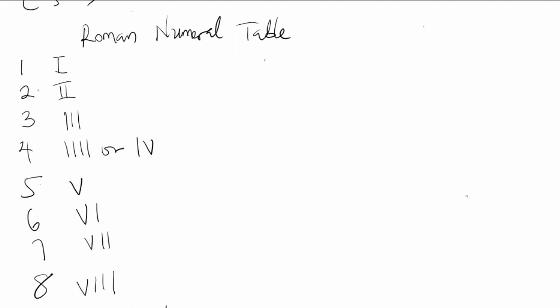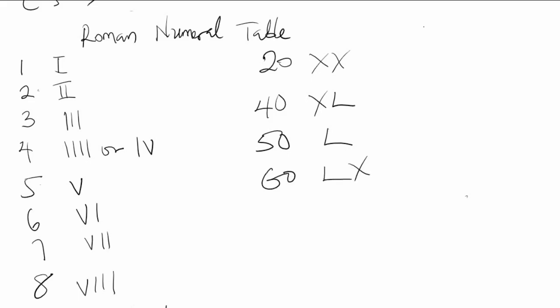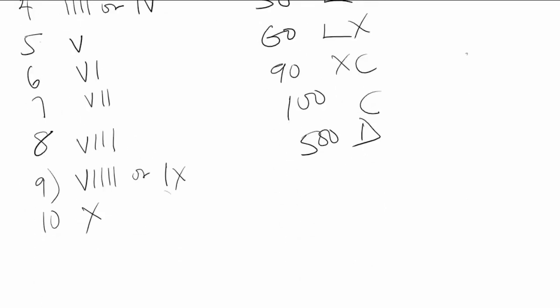I have more. Hold on. 20 is XX. 40 is XL. 50 is L. 60 is LX. 90 is XC. 100 is C. 500 is D. Hold on, give me a sec. Let me scroll down. 500 is D. 900 is CM. And 1000 is M.